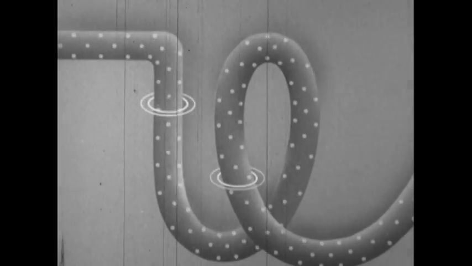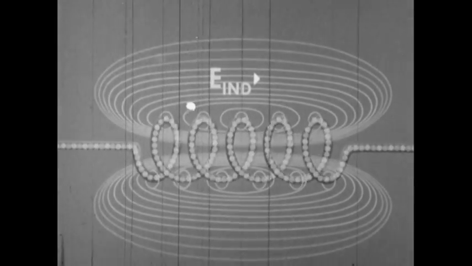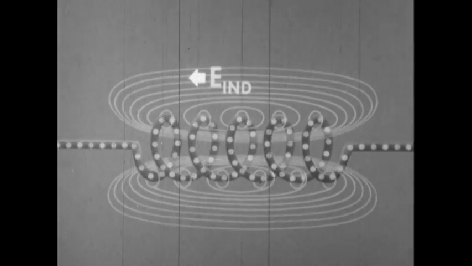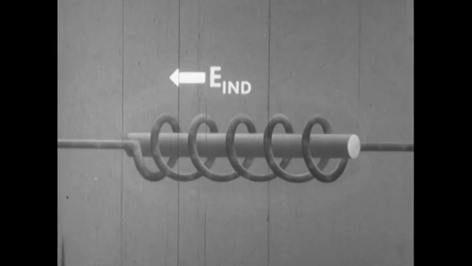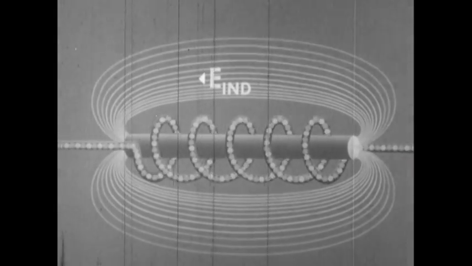As we add more turns to make a coil, the inductance increases, and the total effect of the field on all the turns greatly increases the opposing effects of the induced EMF. Adding a core of magnetic material also increases inductance by causing the lines of force to cut all the turns.